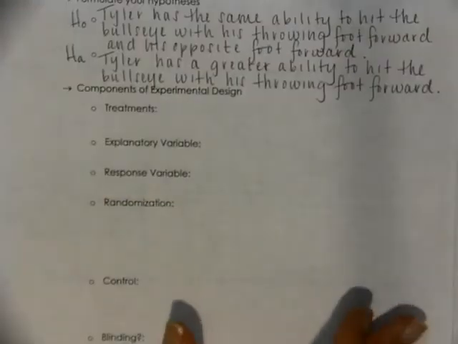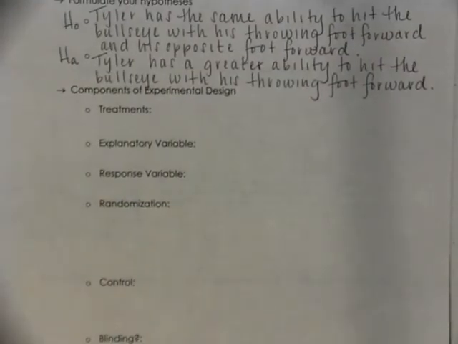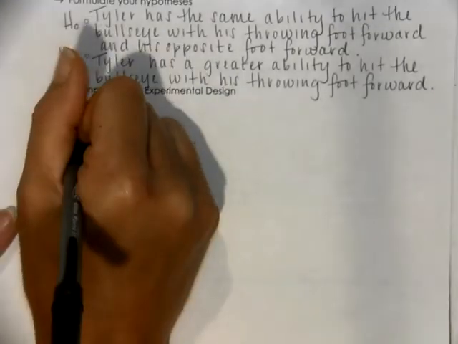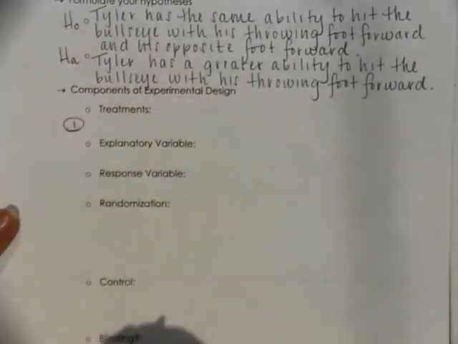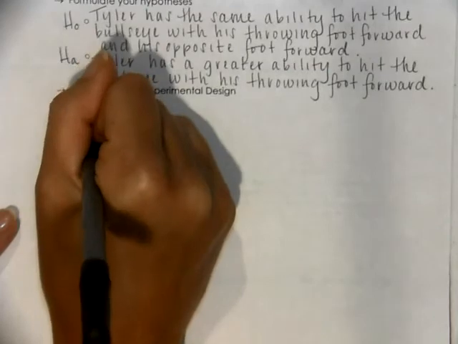Okay, so let's talk about the components of this experiment. Treatments. So what are we trying to test? Well, there'd be two here, two treatments. One would be the throwing foot being forward, and the other would be the opposite foot forward.